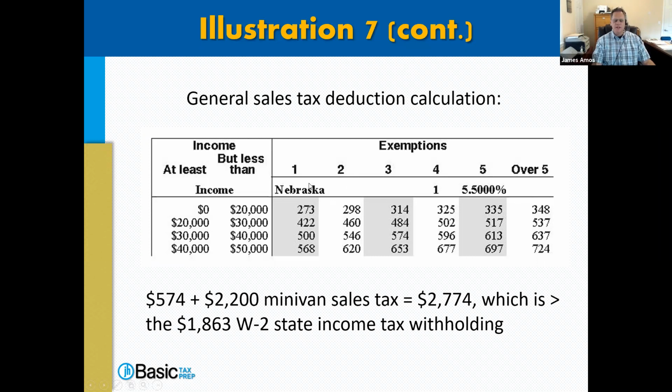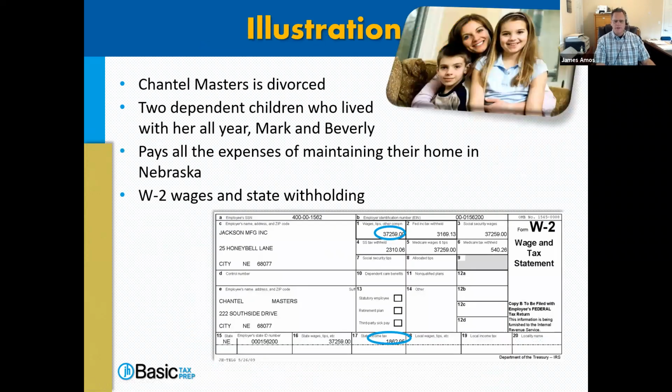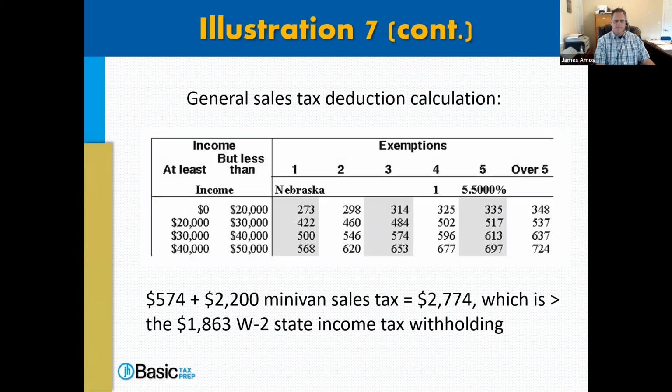Then you go to the amount of her income. What was her income? It's $37,259. So which line should we be in? Line 1, 2, 3, or 4? Line 3. This line right here. Perfect. How many exemptions does she have?